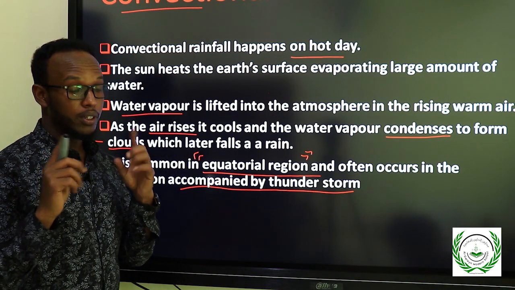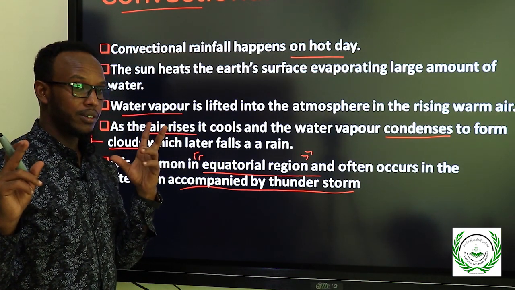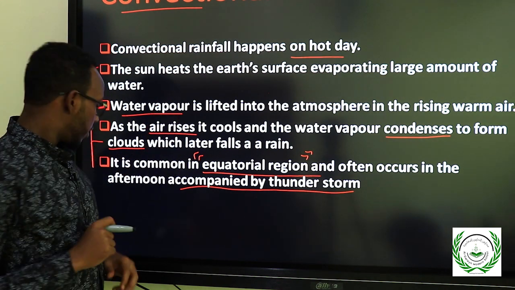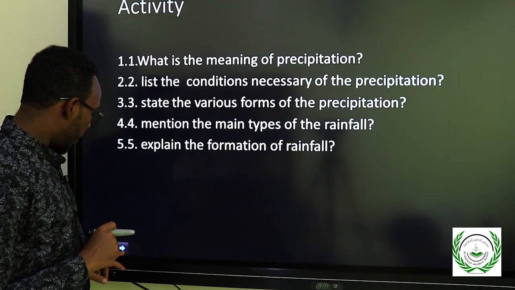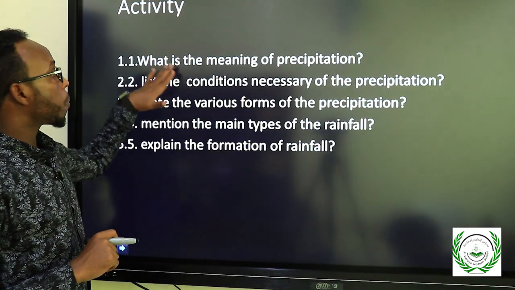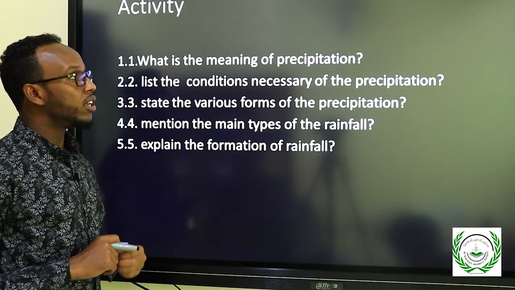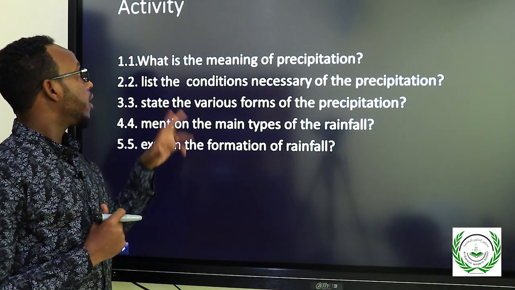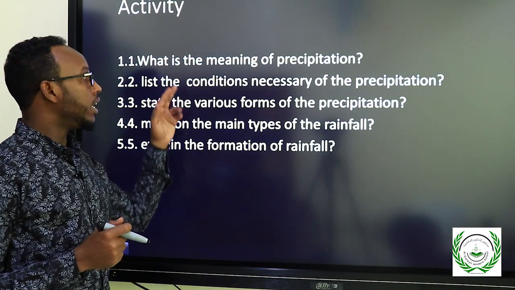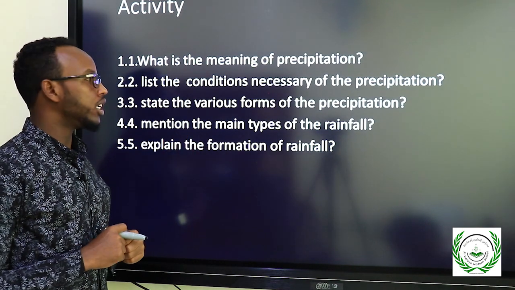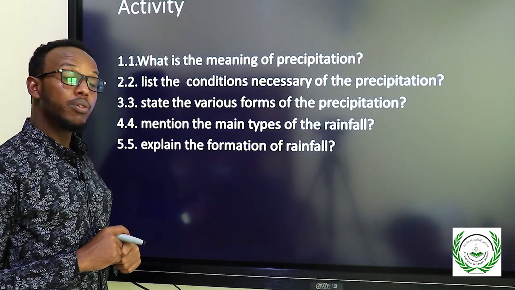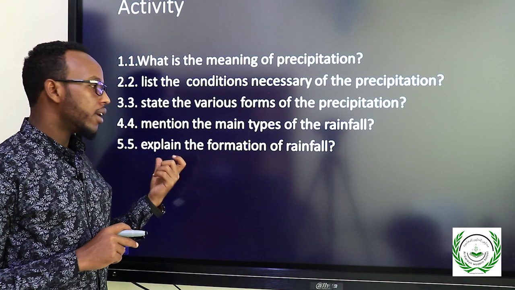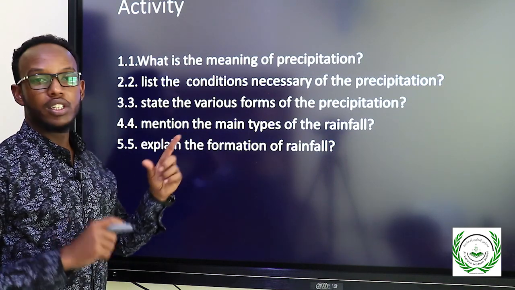There is a difference, a big difference. You have to know it. So, inshallah, the last will be an activity: try to define what is the meaning of precipitation. Go to the last lesson and then answer these questions. What is the meaning of precipitation? List the conditions necessary for precipitation. State the various forms of precipitation. Mention the main types of rainfall. Explain the formation of rainfall. These questions are very important.